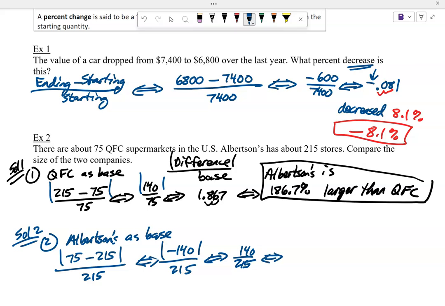And so I punch that in, I get 0.65116, or 65.116%. So I'd say, okay, QFC then is 65.116% smaller than Albertsons.